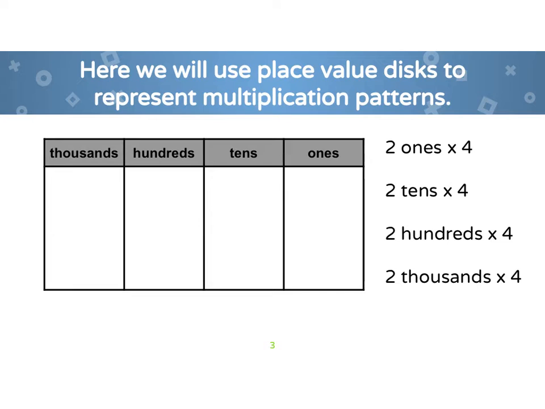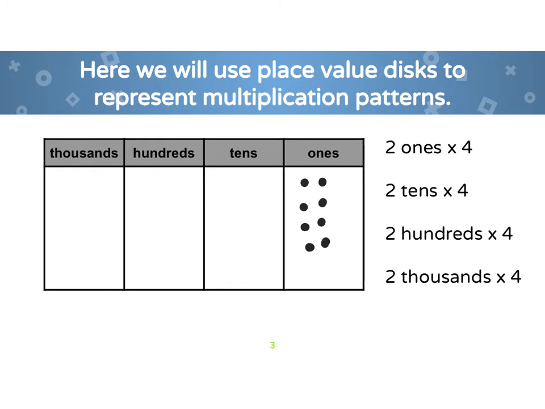So here on this slide, we're going to talk about how we can use place value discs to represent multiplication patterns. If you look to the right, you're going to see that we've written some of our numbers in unit form and some of them in just standard form. So we have 2 ones multiplied by 4. Let's put our place value discs on here and multiply by 4. So that's 1 time, 2 times, 3 times, 4 times. So my answer would be 8 ones.